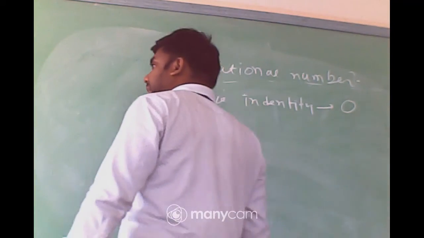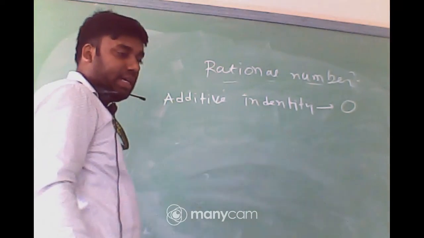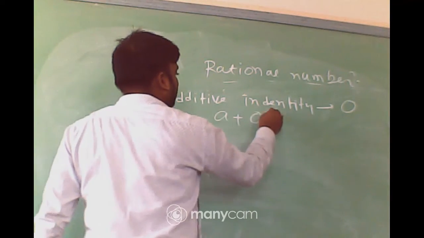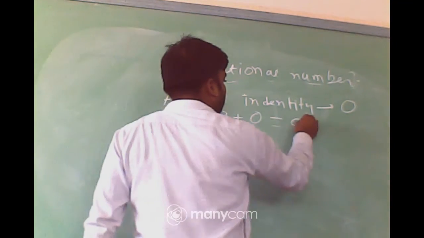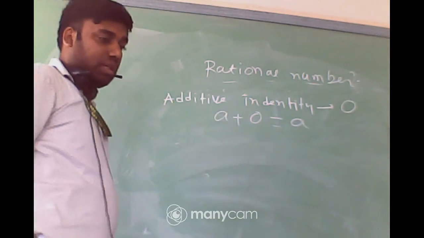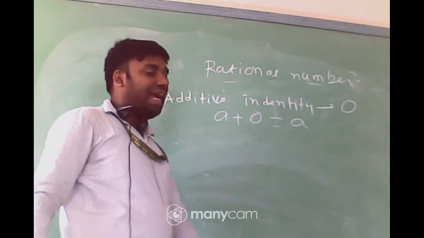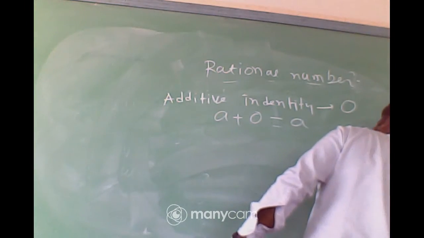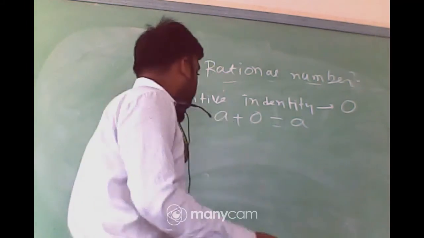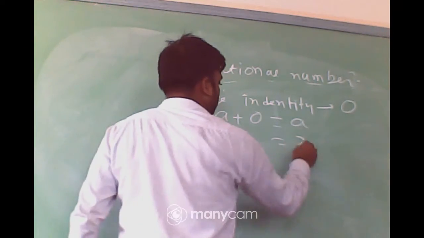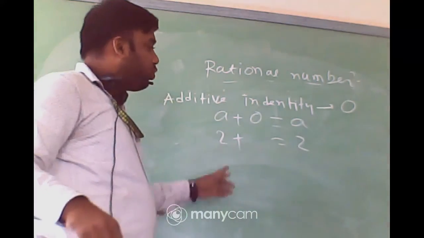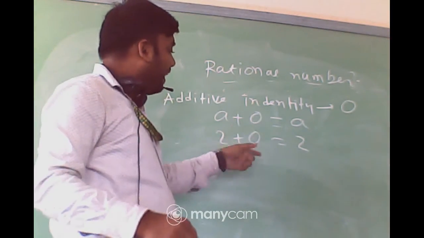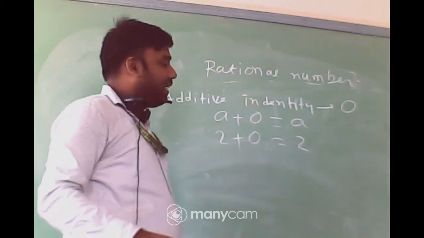0 is called additive identity. Why is it called additive identity? Because if you add a number with that 0, the same number returns. That's why 0 is called additive identity. For example, if I add a number with 2, you will get 2. That number is 0. So 0 is called additive identity.